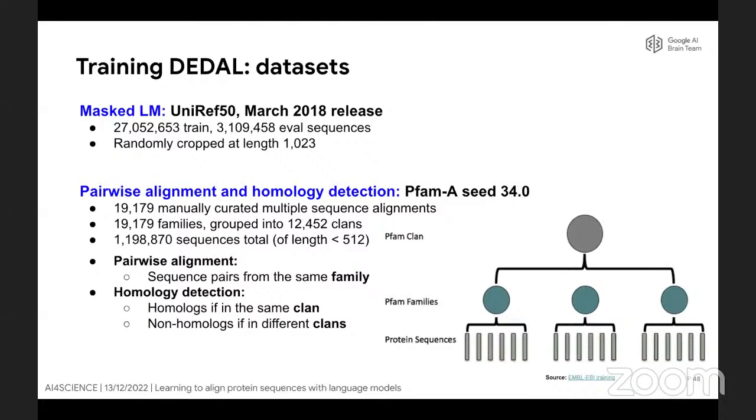which is just a collection of families that are evolutionarily related, but with a very distant relationship. And in this way, we have kind of a bi-level, like 2 levels of difficulty, because if the sequences are in the same family, it's a bit easier. And if they are in the same clan, but in different families, detecting homology is a lot harder.